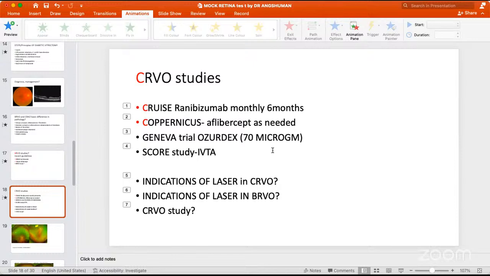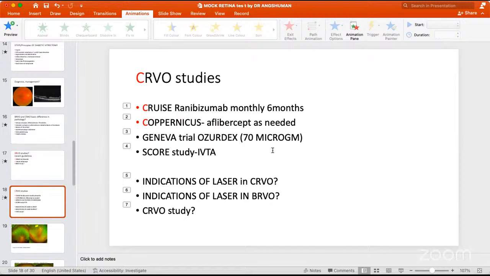So why do you put the spot in BRVO if you want to do a focal laser? In BRVO, what is a better term? Is it focal laser or something else? Scatter laser. Yes, scatter laser can be done for BRVO with new vessels, but we are talking about macular edema. So for macular edema in BRVO, what kind of laser do you do? Grid laser. Yes, grid laser. The answer would be grid. So the names are very important.